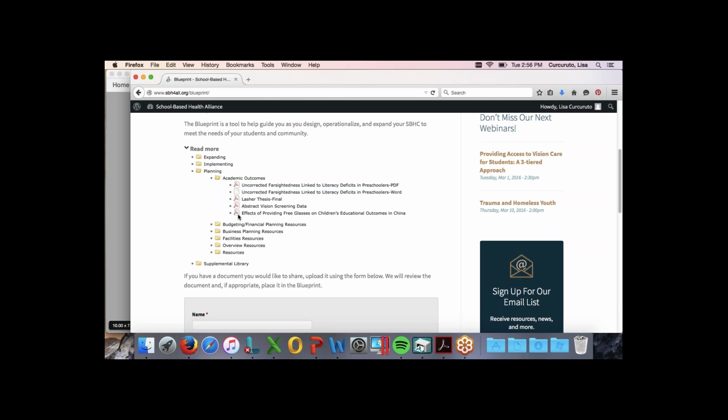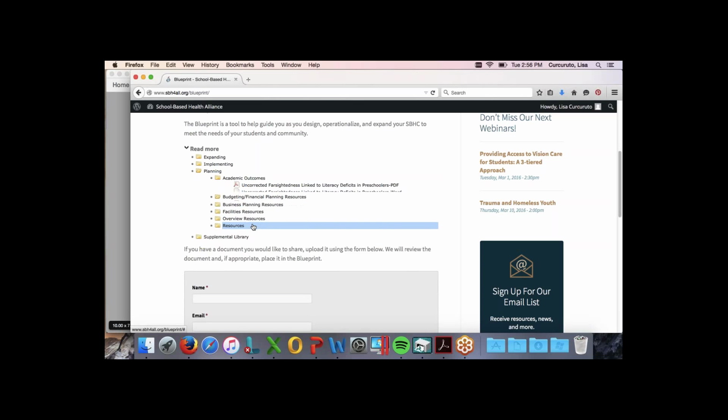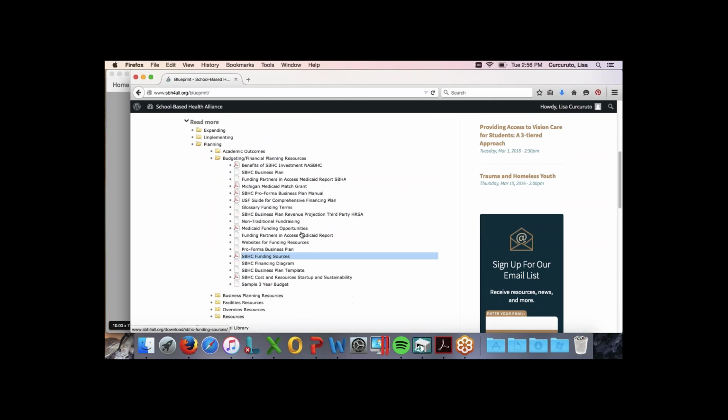Take some time to go over these articles. Like I said, if you have any questions, please feel free to reach out. There's also the mapping tool on here. As you'll see, there's a lot of different documents. Some of them are around vision, some of them are around school-based health centers as a whole, so you do have to dig through a little bit.